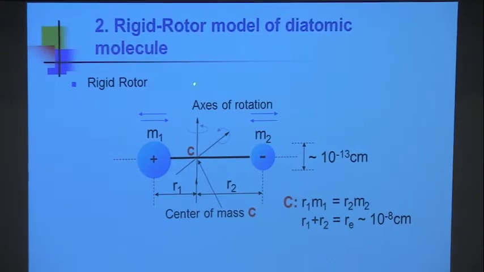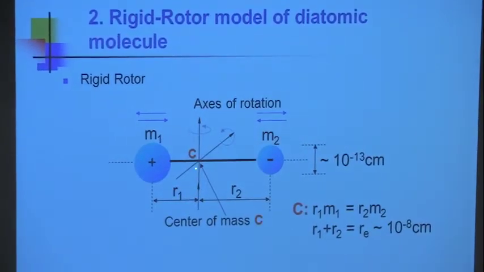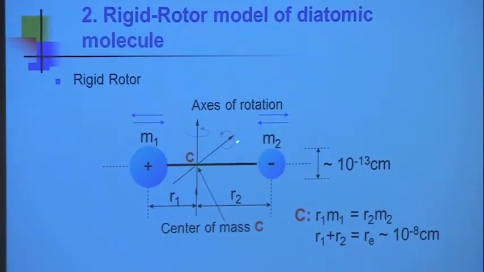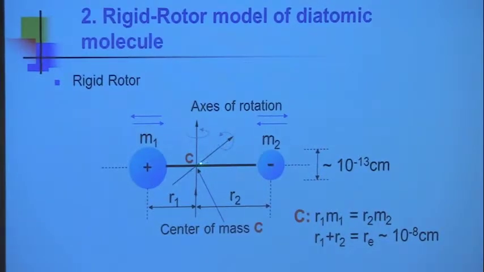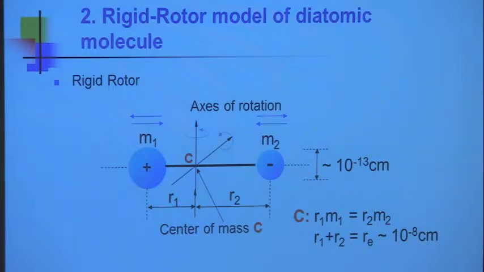The perpendicular axis is called the B axis. And then there's a third axis, which is degenerate with the first one. So you have to imagine that the system can rotate about all three of these axes. You find the center of mass just by mass balance. And by the way, these distances we're talking about are of the order of 10 to the minus 8 centimeters.